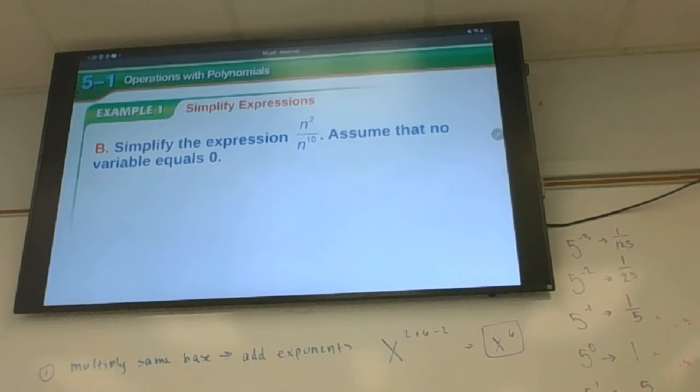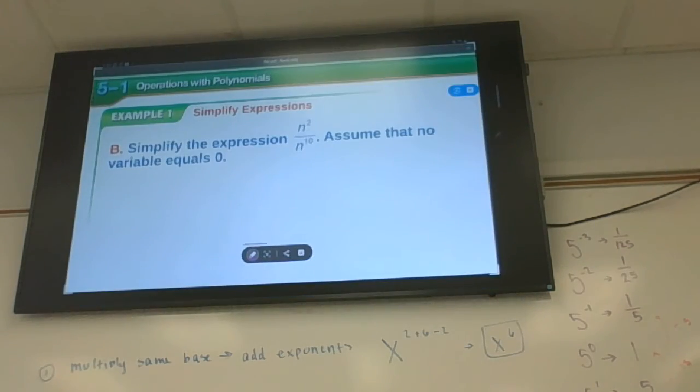So on a problem like this, there's two great ways to think about it. Option 1 is to subtract 2 minus 10. With fractions, you subtract. We get n to the negative 8. You can't leave negative exponents. Put it under 1.